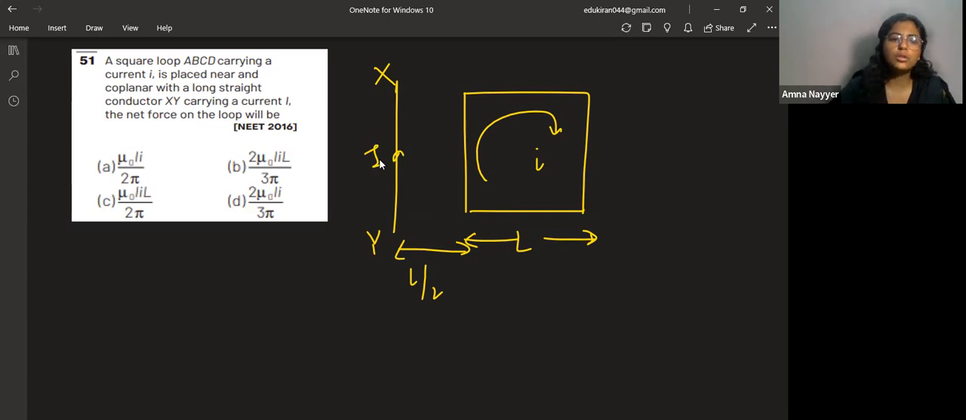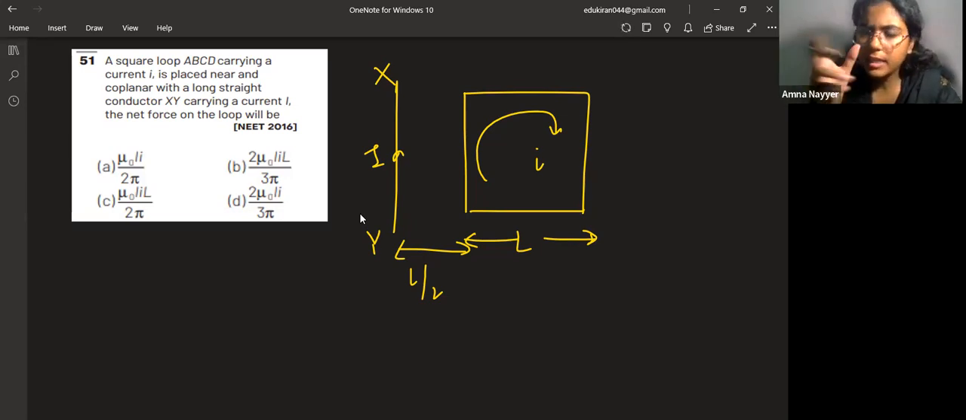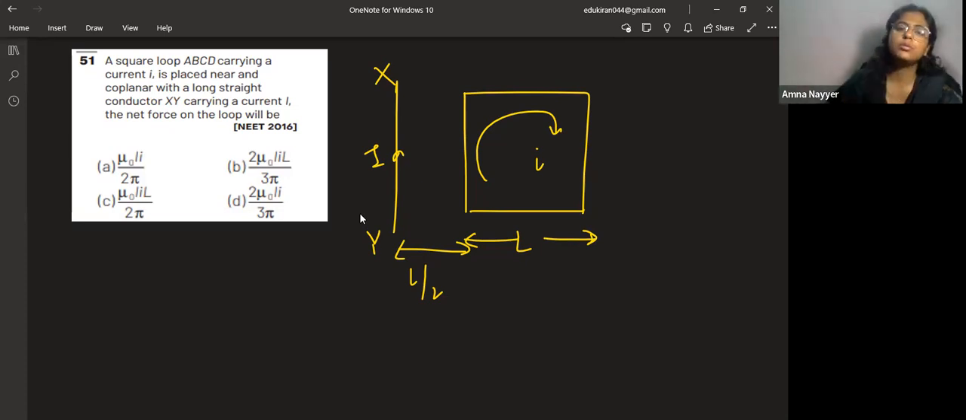Net force on the loop. This figure wasn't given to you, no? This is the figure. Without this, how will you solve? L is there, and the separation between them is L by 2. L is the length of the loop, and this is the current-carrying conductor XY. The net force is asked to be calculated.